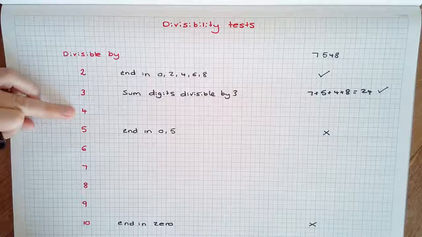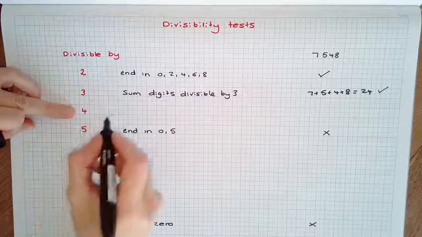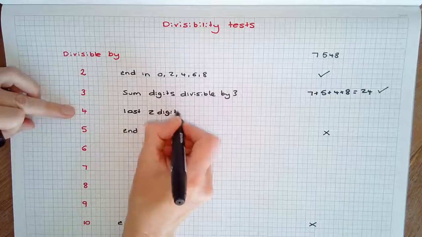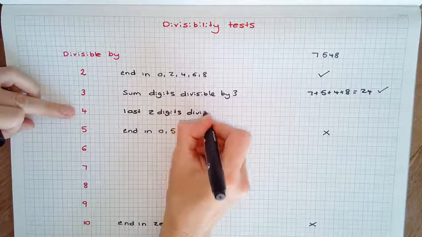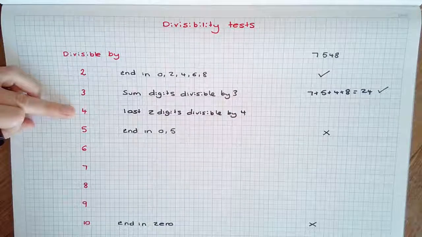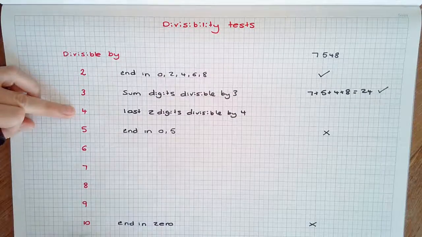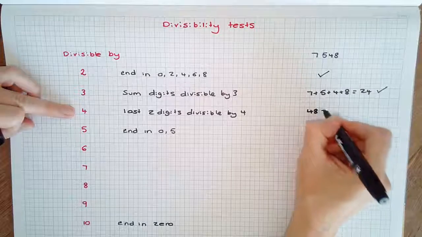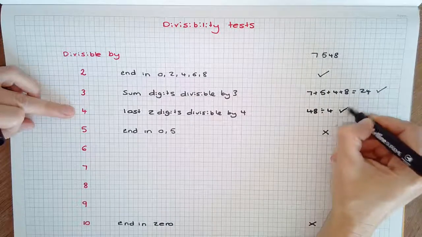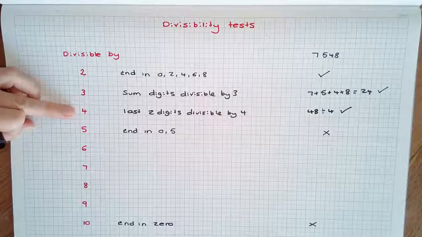Let's take the divisibility test for 4. We'll take the last two digits of the number, and if it's divisible by 4, the number is divisible by 4. So the last two digits are 48. 48 is divisible by 4 without remainder, so the number is also divisible by 4.